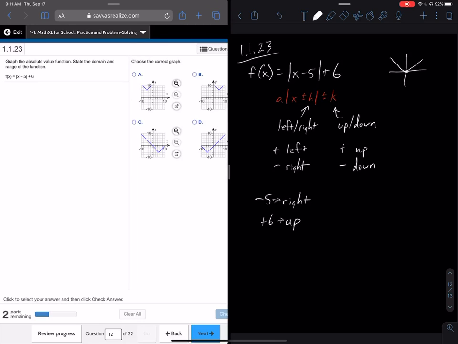Well, A and B both went up. C and D went down, so we can eliminate C and D. And which one went right? B went right, so we can select option B. So again, they went right and up.